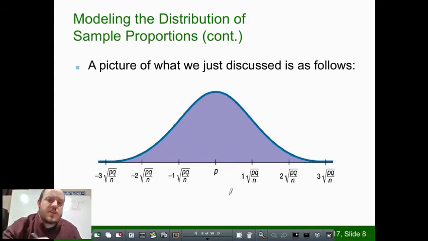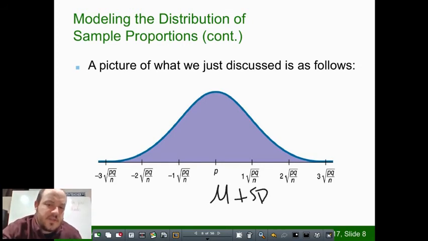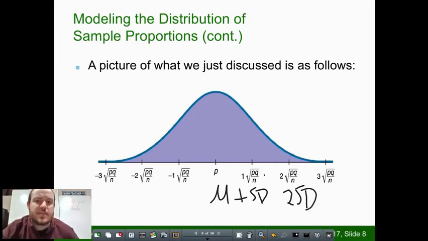This is just that whole idea of doing here's where your mean was, which in this case our mean's P, plus the standard deviation. That's the formula for standard deviation this time. This is going to be plus 2 standard deviations. Again, this is nothing new. We've already seen all of this. This is just a picture of what's going on.